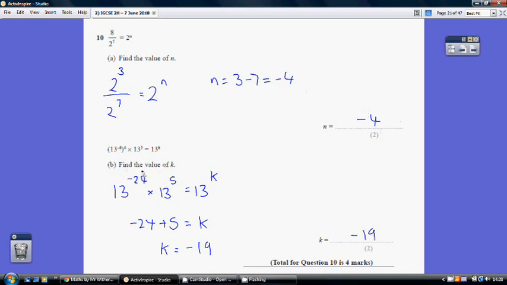Now with part B, you need to remember that when you've got a power inside the bracket and a power outside the bracket, we multiply these together. So 13 to the power of minus 6, all to the power of 4, is 13 to the power of minus 24. Now when we're multiplying, we add the powers. Minus 24 add 5 means that k is minus 19.